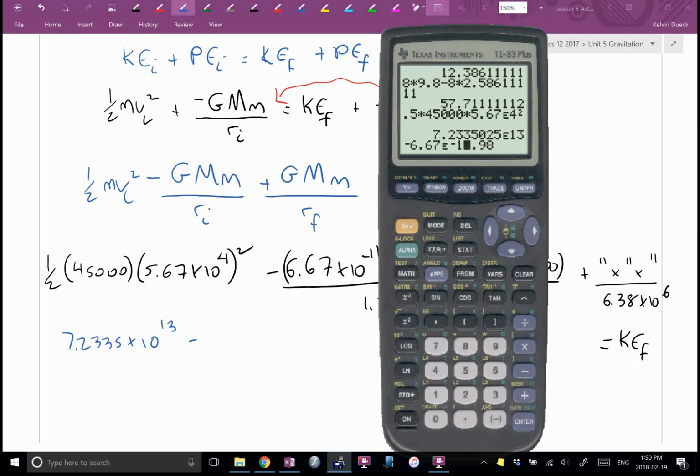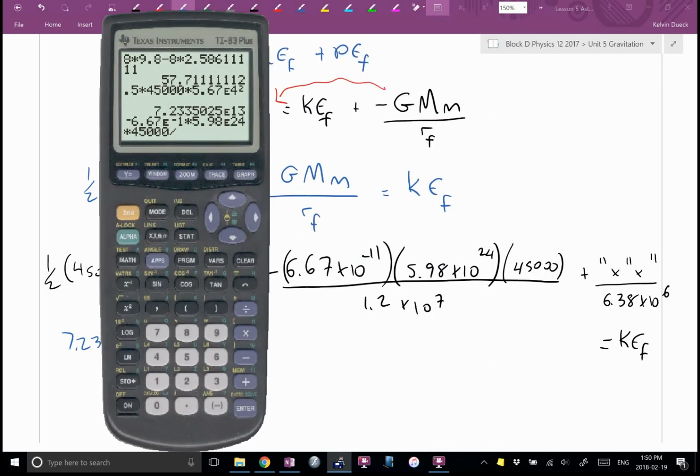5.98 times 10 to the 24th times 45,000 divided by, what was it? 1.2 times 10 to the 7th. I'm missing a 1. There, I think I got it. 6.67 times 10 to the negative 11, 5.98 times 10 to the 24th, 45,000. Do you get negative 1.4957 times 10 to the 12th?